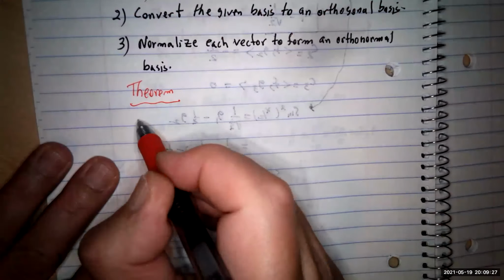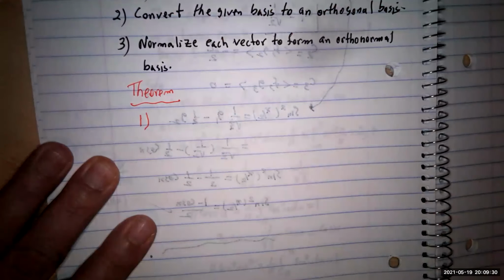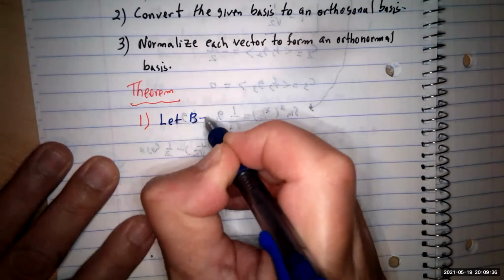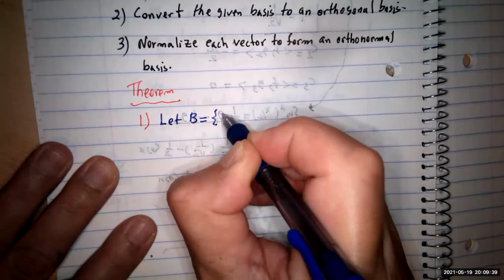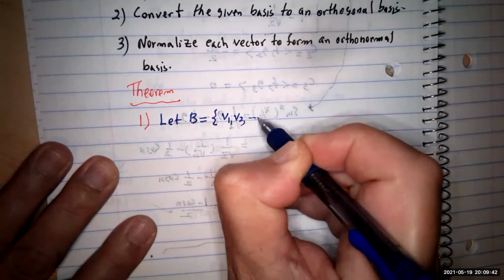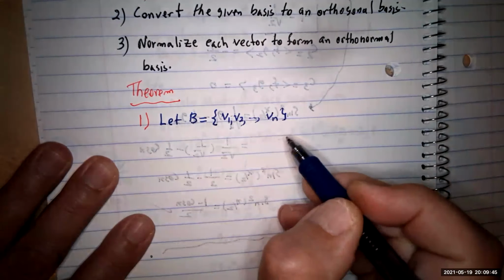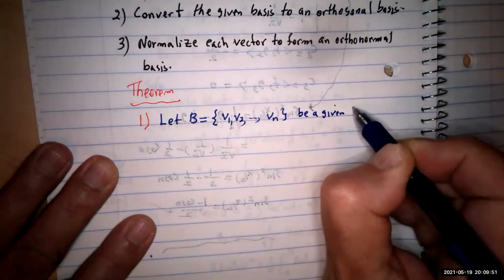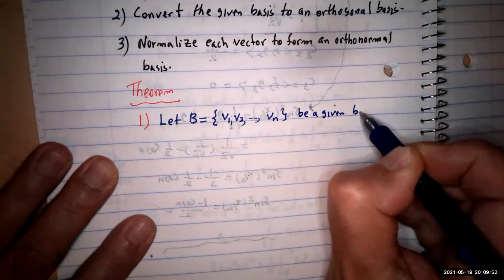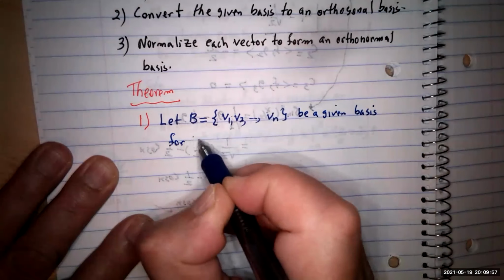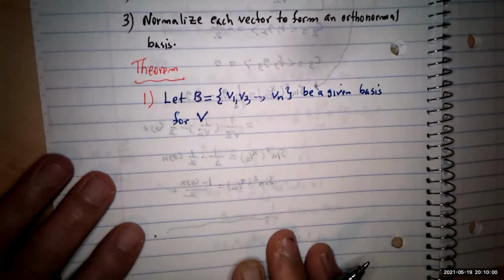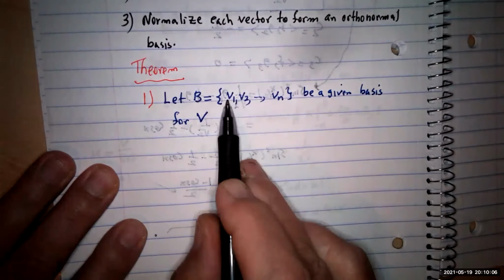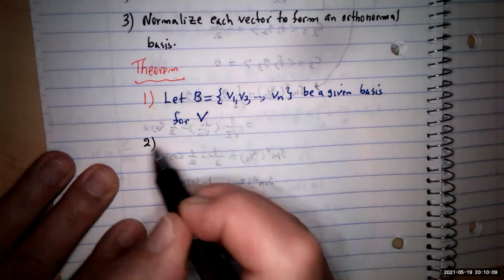Okay, so the theorem will tell you step one. So you start with the given basis, okay? So let B be, you have to find this one, and that would be given to you. V1, V2 in the problem, that would be given. Let B be a given basis for the vector space, the inner product space V. Okay, that's going to be the one. That would be given. Then your job is to replace these vectors by orthogonal ones.